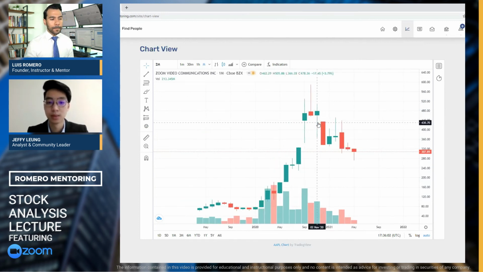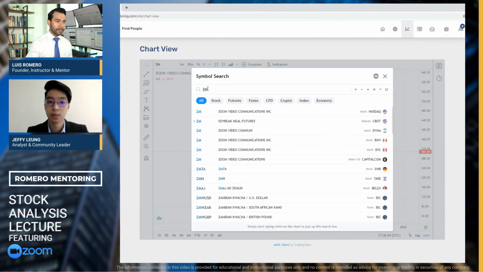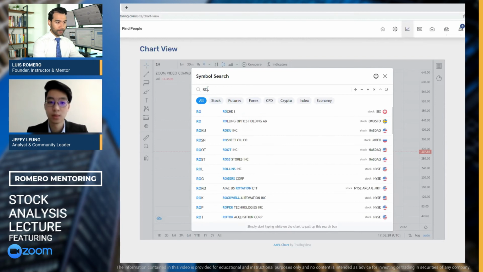Now, to give the audience more perspective on this, here's what I think might play out on Zoom. And we could look at other examples. A great example to compare this to, and it's a different industry, but it's still tech, it's still growth, is paying close attention to the price action and the pattern. Here's what I am looking at. I'm looking at Roku, okay?